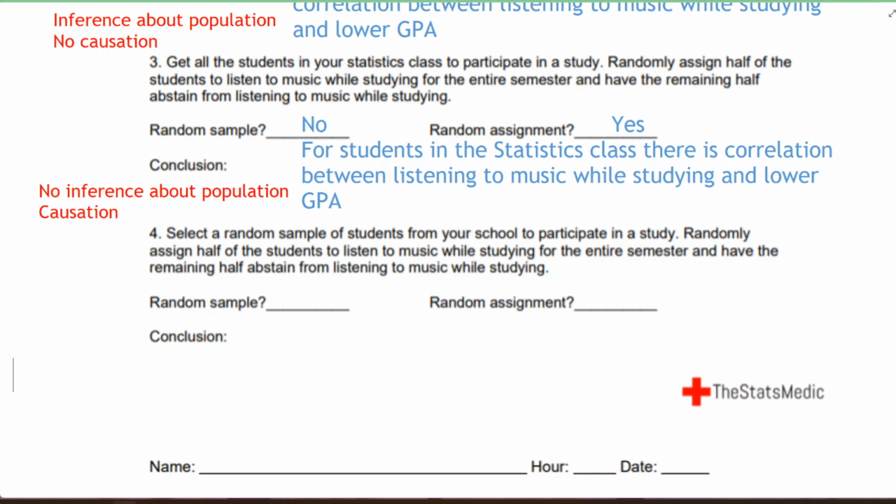Finally, question 4. We're going to select a random sample of students from the school to participate in the study. So random sample, yes. We're going to randomly assign half the students to listen to music for the entire semester, and the other half will abstain from listening to music while studying. So this is yes, random sample, yes, random assignment.